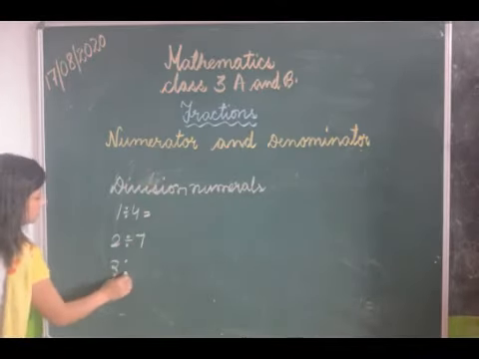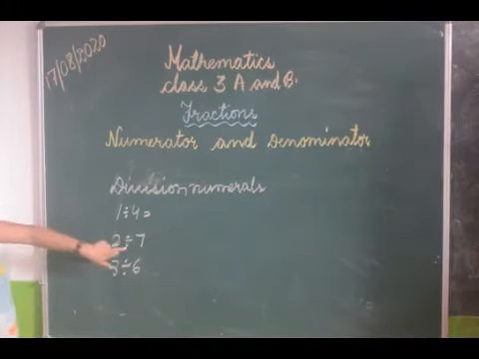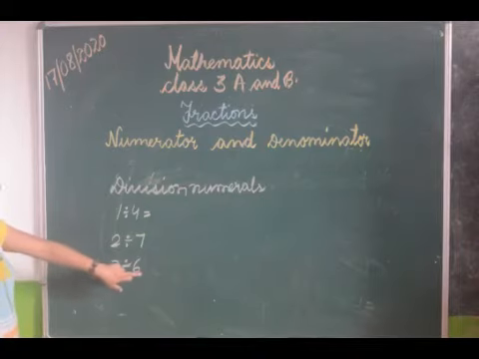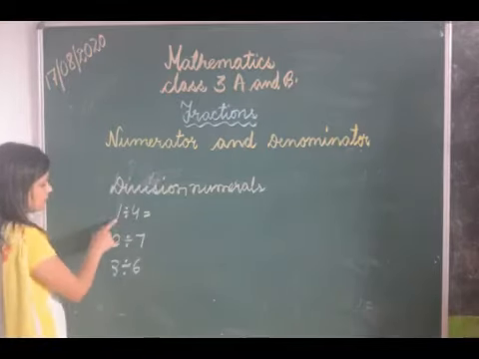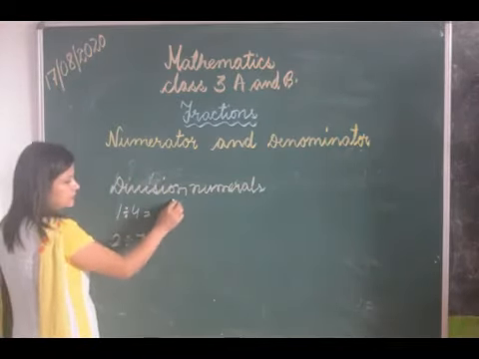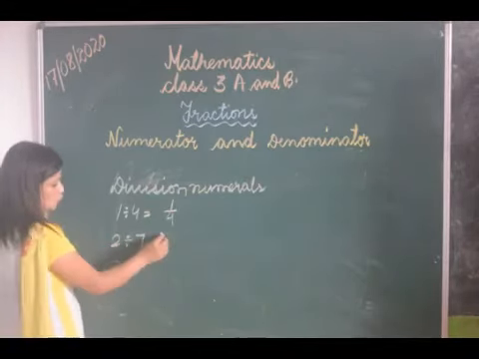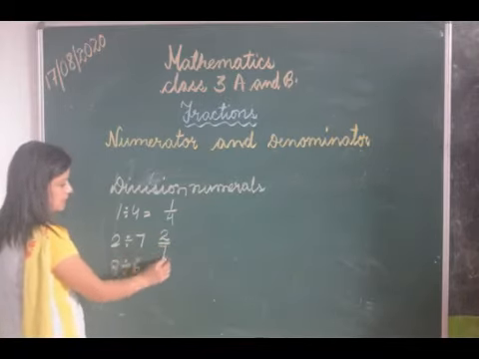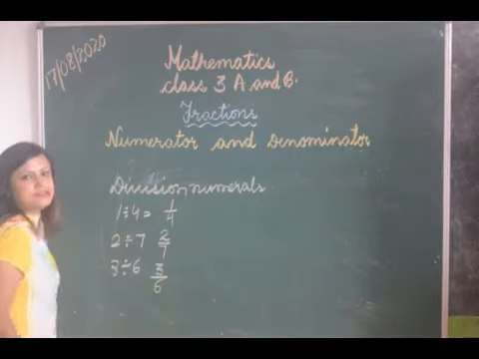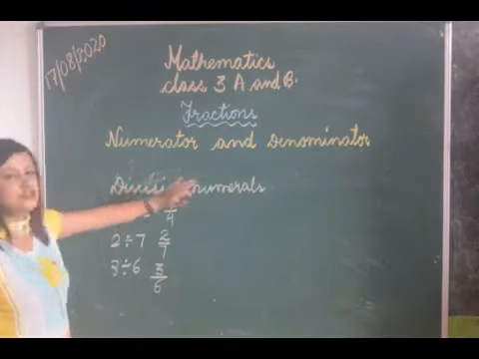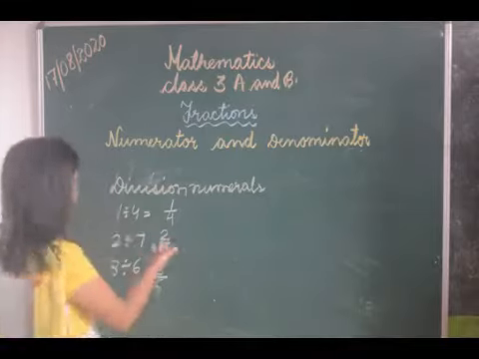Next, now see, 1 divided by 4, 2 divided by 7 and 3 divided by 6. So how are we going to write this as a fraction? It is very simple. Now see, this 1 becomes the numerator and 4 comes down. Alright, again 2 numerator and 7 denominator, 3 numerator and 6 denominator. This is how we convert division numerals into fractions. Got it?